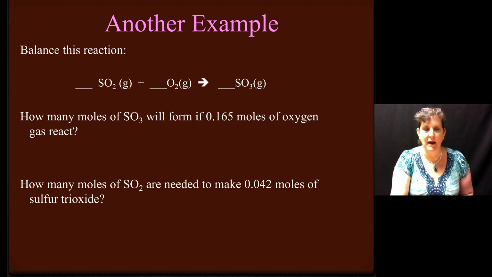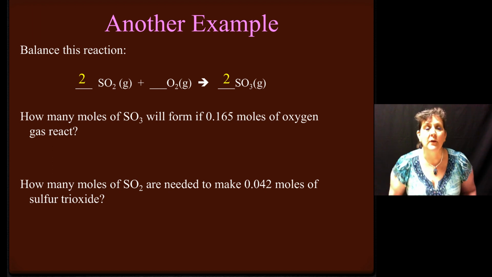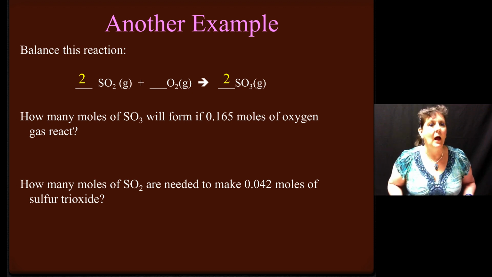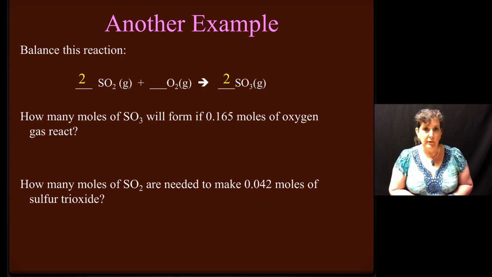Okay, I hope you balanced that reaction and got 2, 1, 2 as your coefficients, because we have to have a balanced reaction in order to do stoichiometry. All right, let's look at our first question. How many moles of sulfur trioxide will form if 0.165 moles of oxygen gas react?